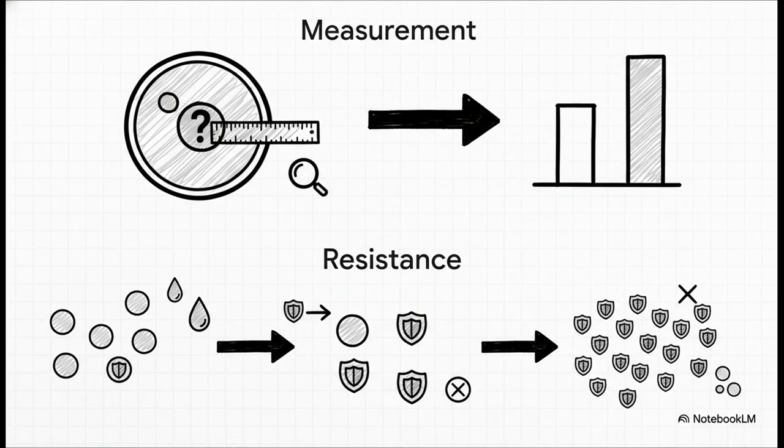For the first part, to get numbers, you just need a ruler. You simply measure the clear area. The mark scheme says measuring the diameter or the radius is perfect. For the second part, the one keyword the examiner is looking for is resistance. The population of bacteria has evolved resistance to that specific antibiotic.